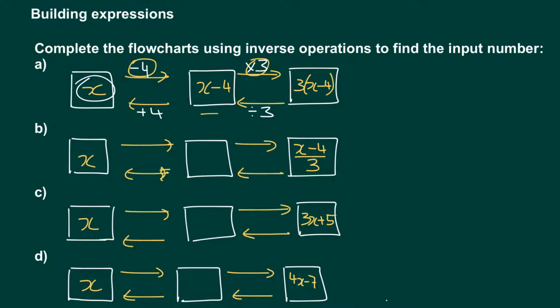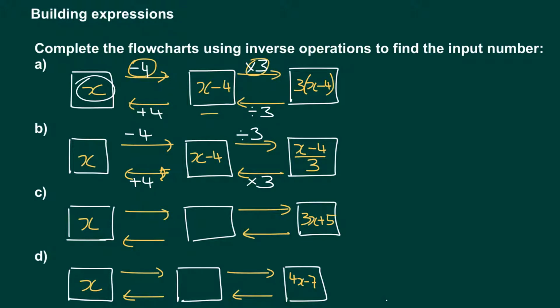We have x as the input and x minus 4 over 3 as the output. So again, minus 4 is the closest thing to x, so that's the first thing we have to do, which will give us x minus 4 in the middle. And then finally we have divided by 3, which gives us the x minus 4 over 3. Then we simply do the opposite for the bottoms. We have plus 4 and multiplied by 3.